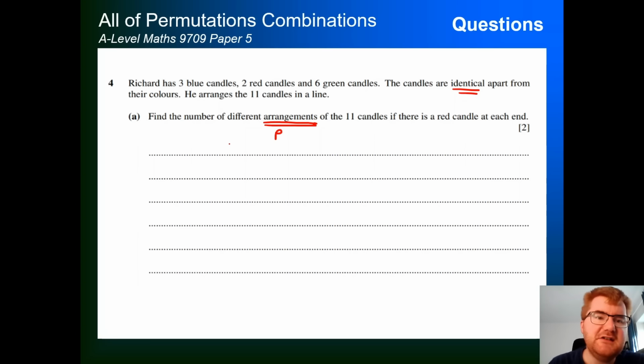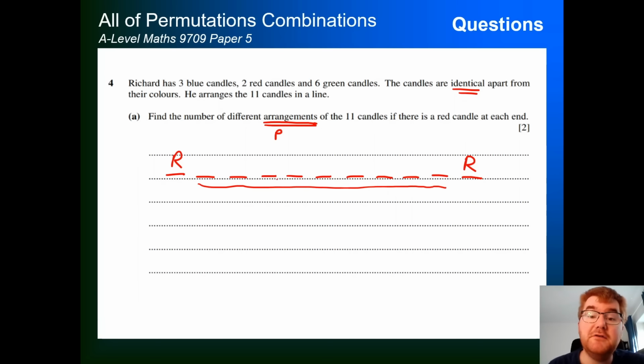So I tend to do this slot filling approach. We've got 1, 2, 3, 4, 5, 6, 7, 8, 9, 10, 11. So I have my 11 candles, my slots, and we need to have a red at each end. So we put an R in here and an R in here. That means we have in the middle here, the ones that we don't know about, 9 different slots, which is important.